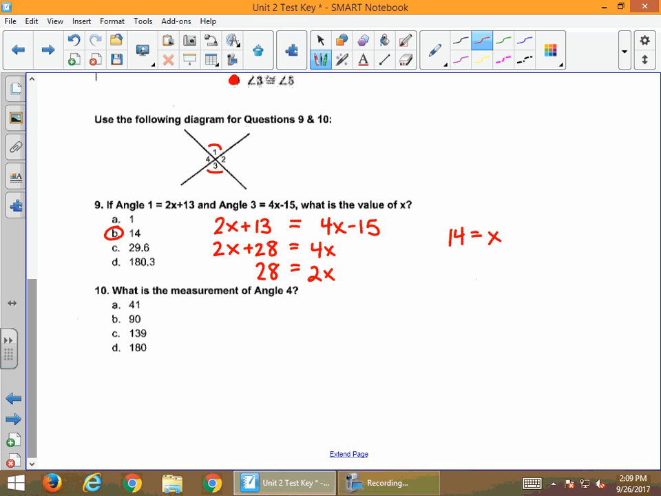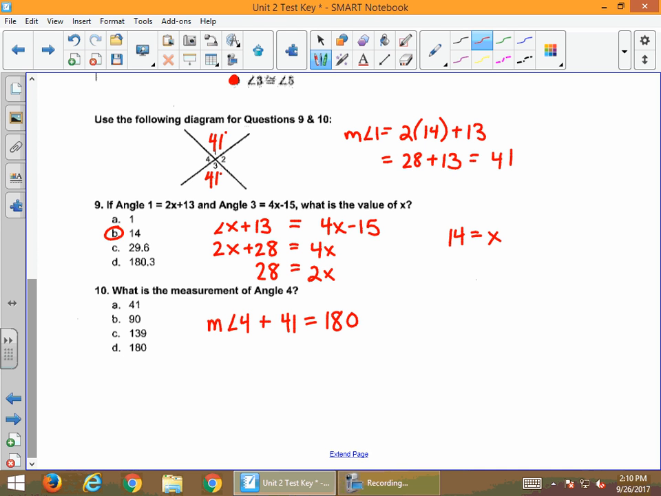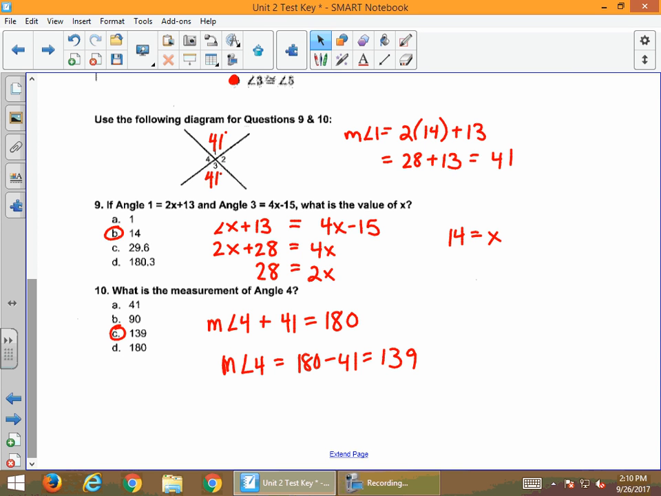The second one asks, what is the measure of angle 4? In order to find angle 4, I want to go ahead and find angle 1. The measure of angle 1 is equal to 2 times the x value, which I know is 14, plus 13. 2 times 14 is 28, plus 13 is 41. So this angle up here is 41 degrees, and this angle down here is 41 degrees. The measure of angle 4 plus the measure of angle 1, which is 41, has to add up to 180 because it's a linear pair. So the measure of angle 4 will be 180 minus 41, which is 139. That is answer choice C.